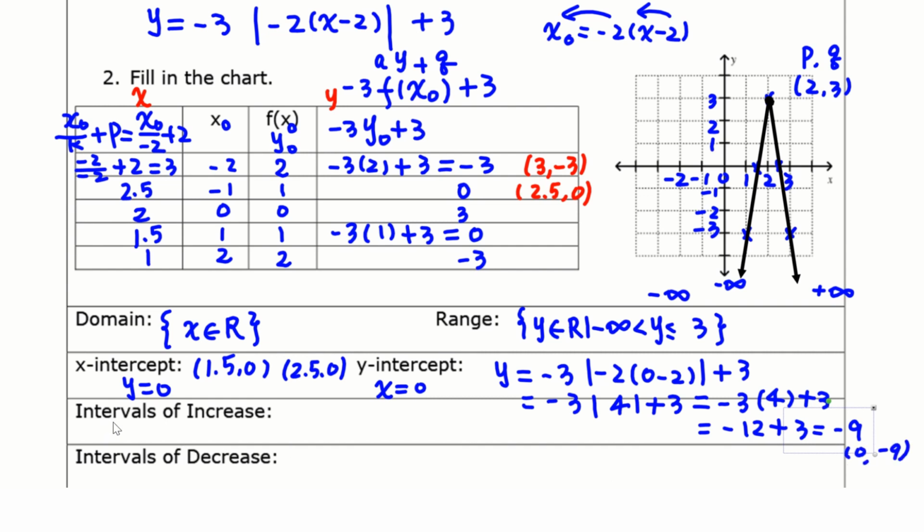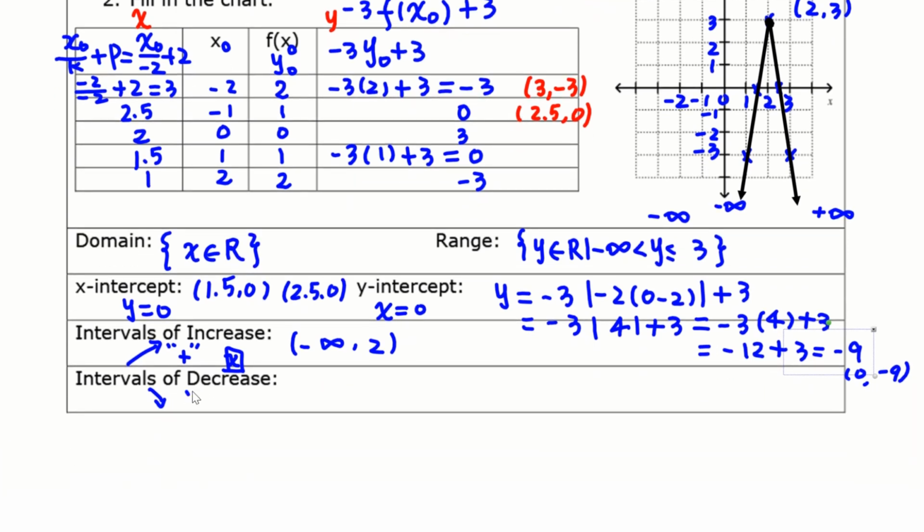And the intervals of increasing: from left to right going up is increasing. So the slope needs to be positive. And from this graph, it's from negative infinity to 2. Increasing and decreasing intervals are for the x value. So decreasing is from left to right going down, a negative slope. So it's from 2 to positive infinity.